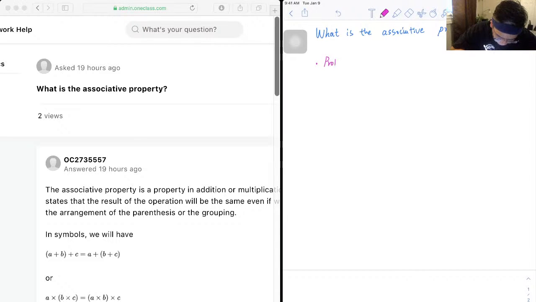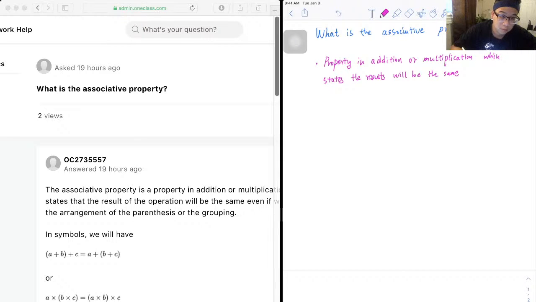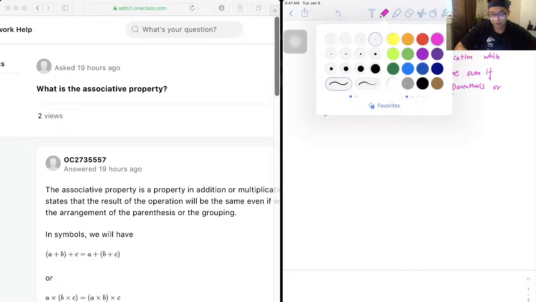It's a property in addition or multiplication which states the result will be the same even if we change the arrangement of the parentheses or grouping. Yeah, so that's sort of like a definition of what it is.